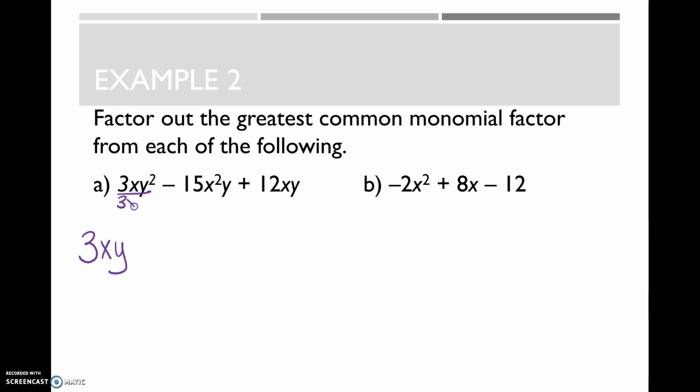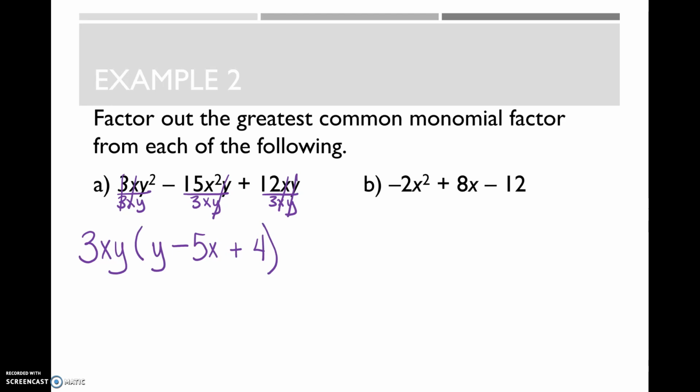This one, it may be helpful to write divided by 3xy underneath each term. So 3 divided by 3 is 1. X divided by x is 1. Y squared divided by y is y. Negative 15 divided by 3 is 5. X squared divided by x is x, and the y's will cancel. Plus 12 divided by 3 is 4. The x cancels, the y cancels.